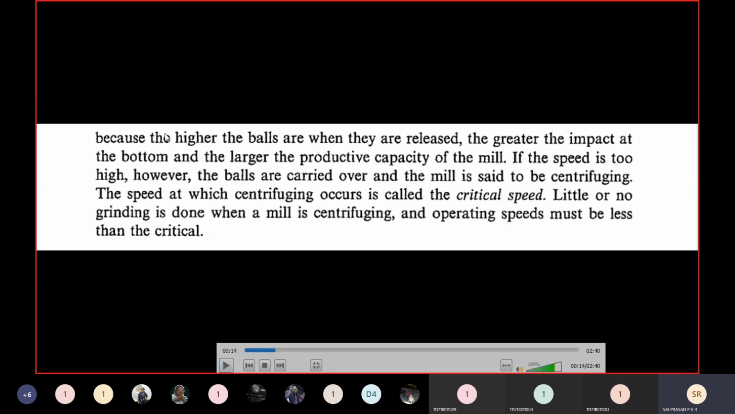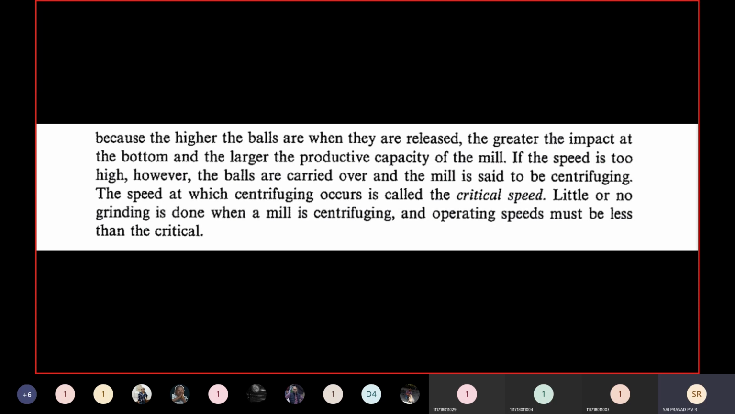The added power is profitably used because the higher the balls are when they are released, the greater the impact at the bottom. So as they rise to a greater height and fall from there, the impact force will be high and the particle will be reduced. And the larger the productive capacity of the mill. So what is the productivity of the mill? What is it exactly doing? It is decreasing the size of the particles to increase the surface area. That's the work done by the machine. So if the spherical balls or grinding media fall from the greatest height, then of course the productivity of the mill will be increased.